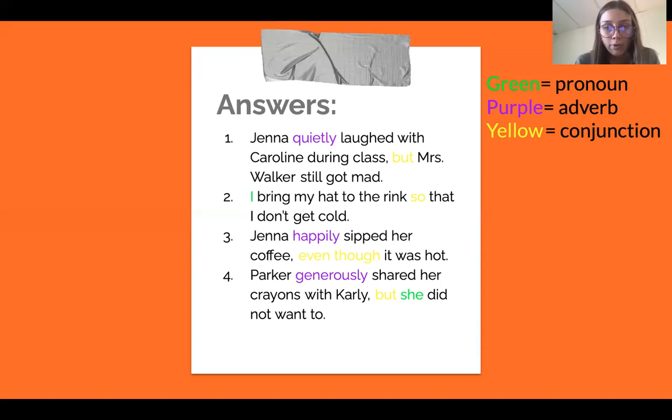Number 3, Jenna happily sipped her coffee even though it was hot. Happily is describing the verb, which is sipped, so that's an adverb. And even though is a conjunction because it is combining two phrases. So lastly, we have Parker generously shared her crayons with Carly, but she did not want to. Generously is describing shared, which is a verb, so generously is the adverb. But is the conjunction and she is the pronoun.